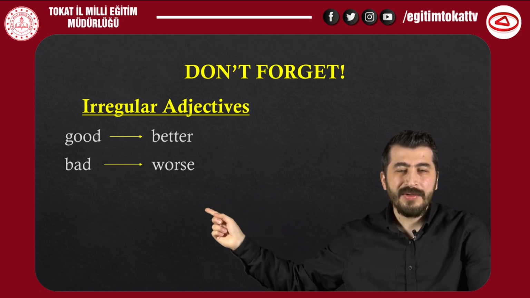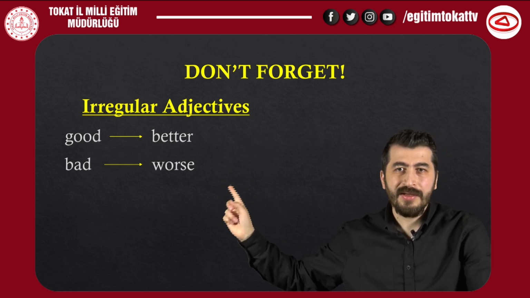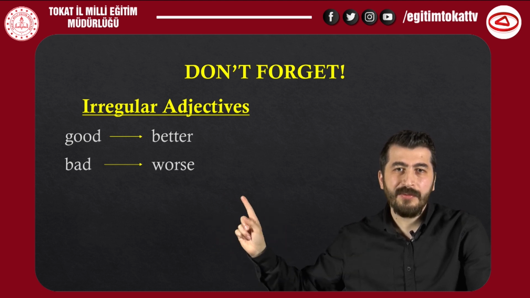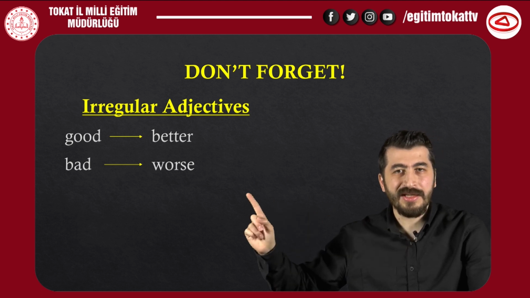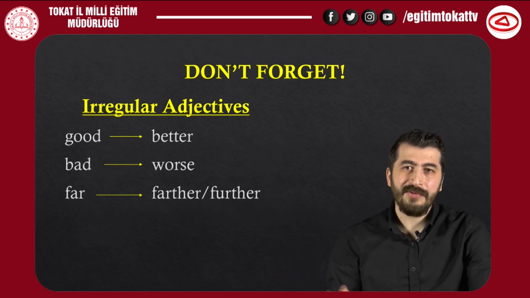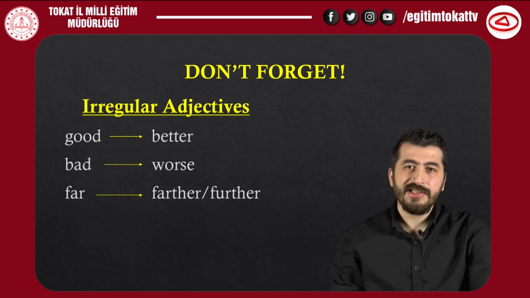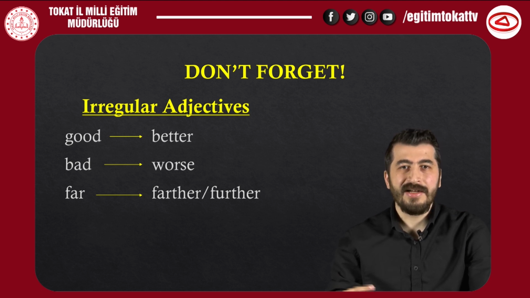And bad changes into worse. Don't forget, we say bad, but when we compare, we say worse than. Classical music is worse than rock music. And we have far, very far. Far changes into farther or further. Ankara is further than Sivas, we can say.